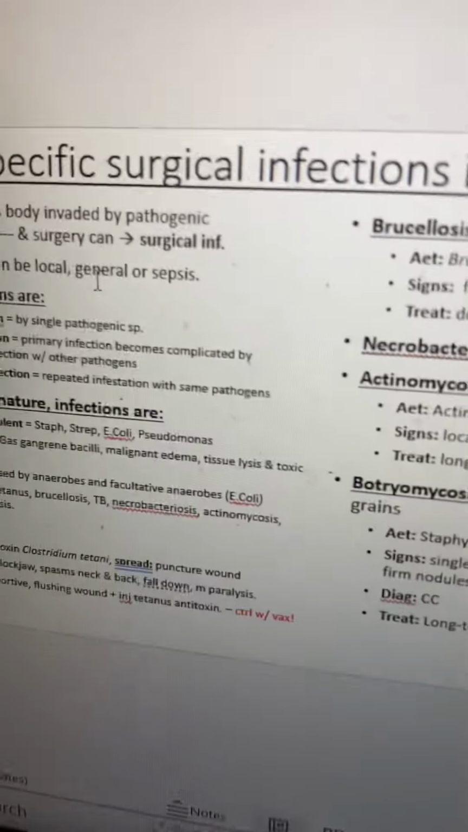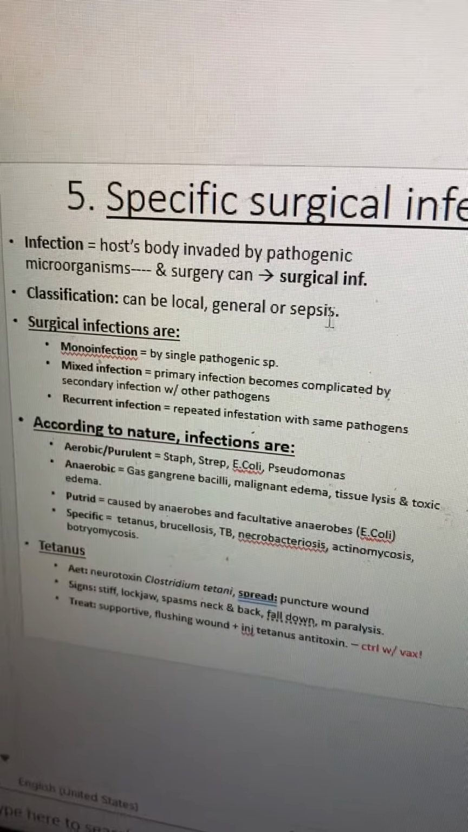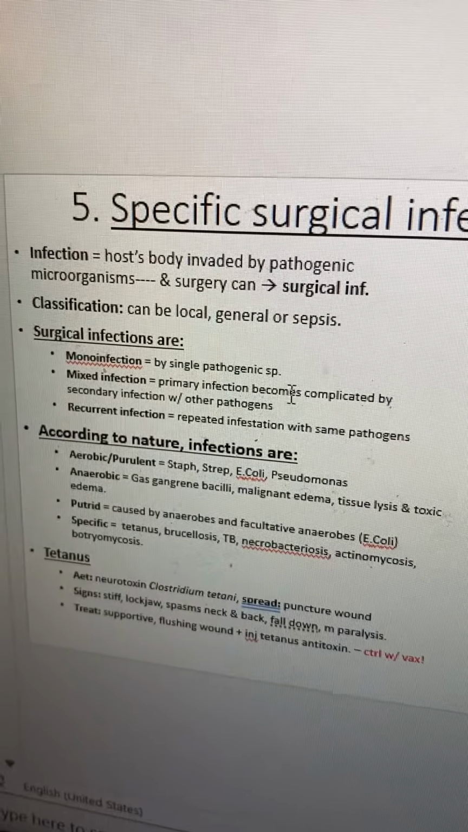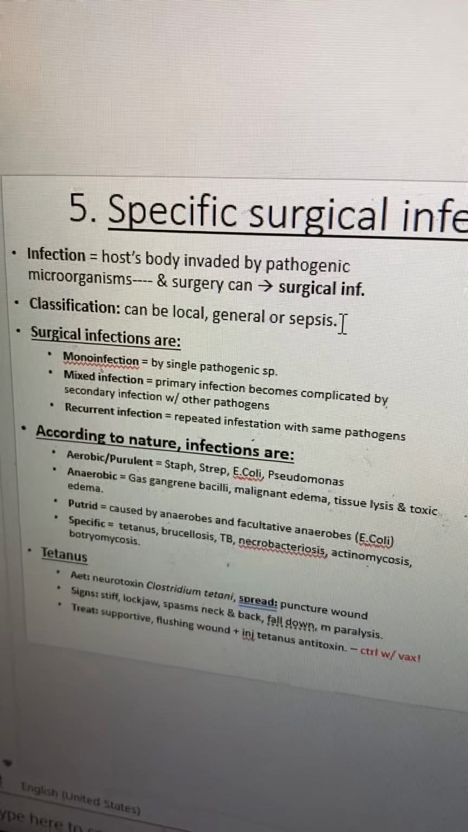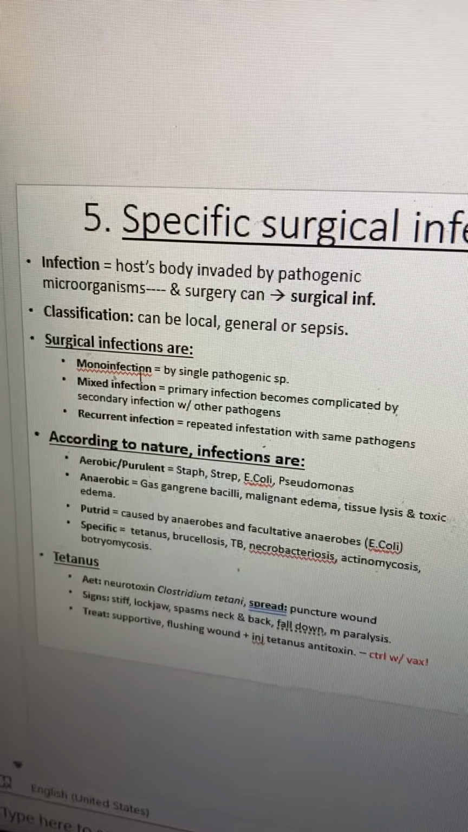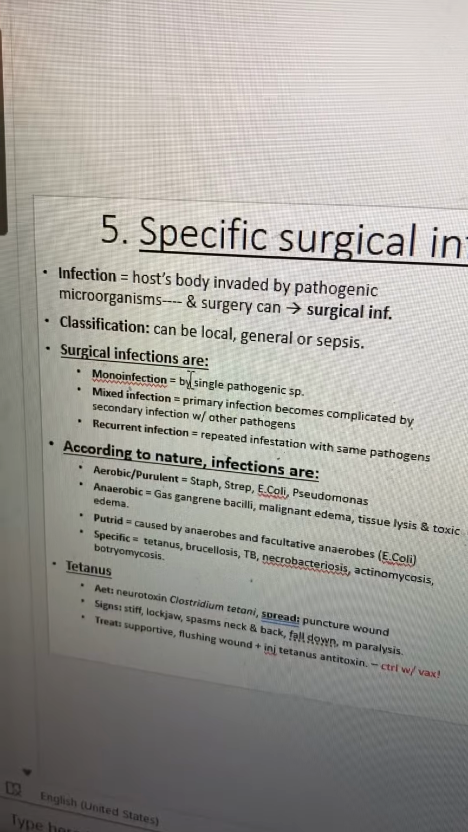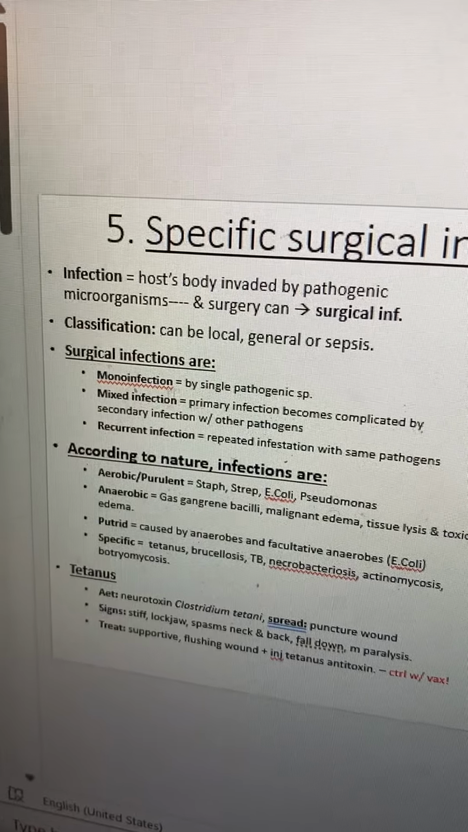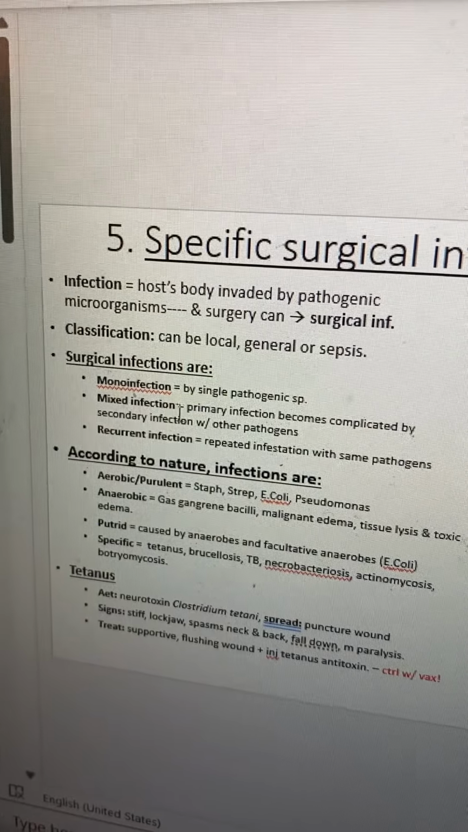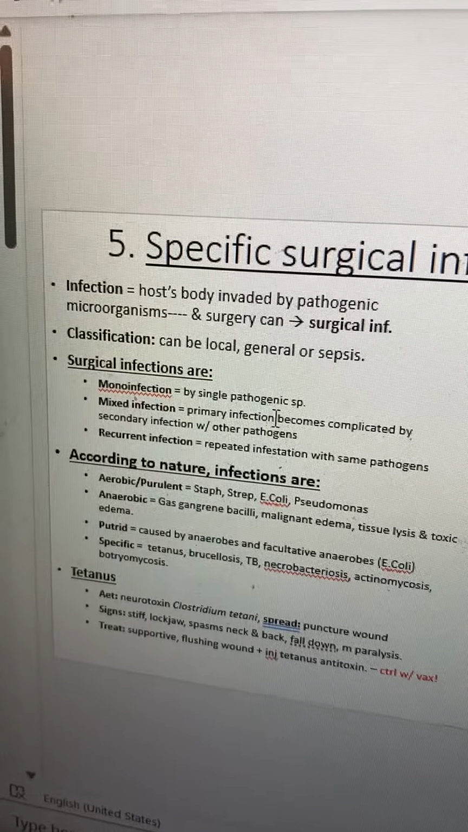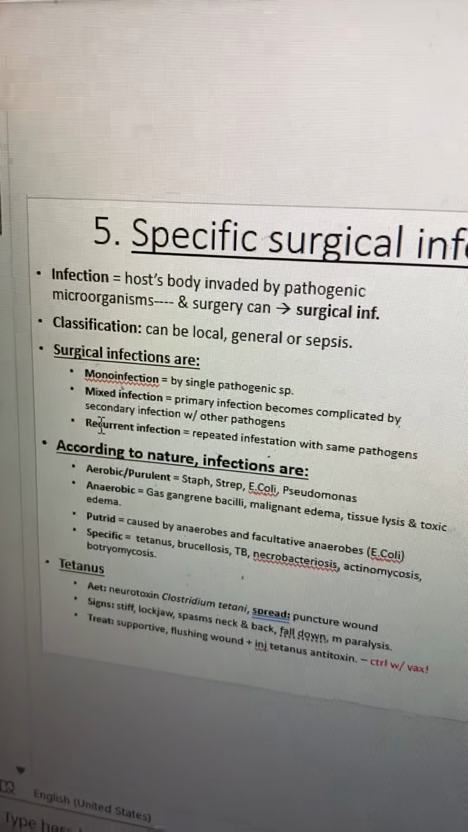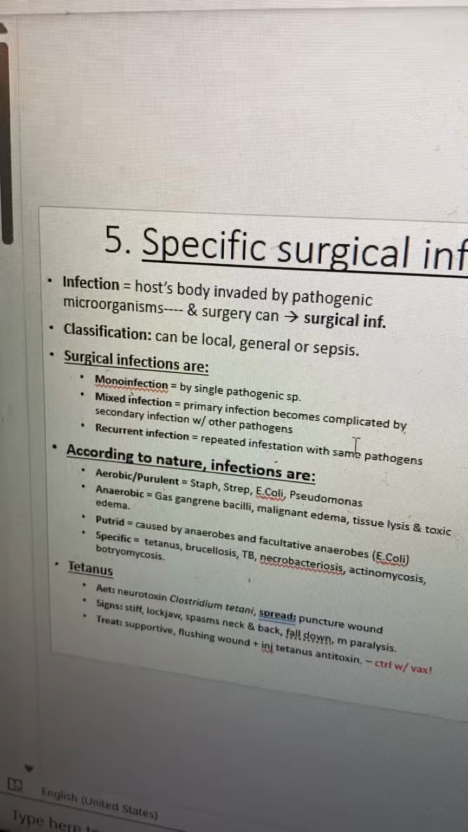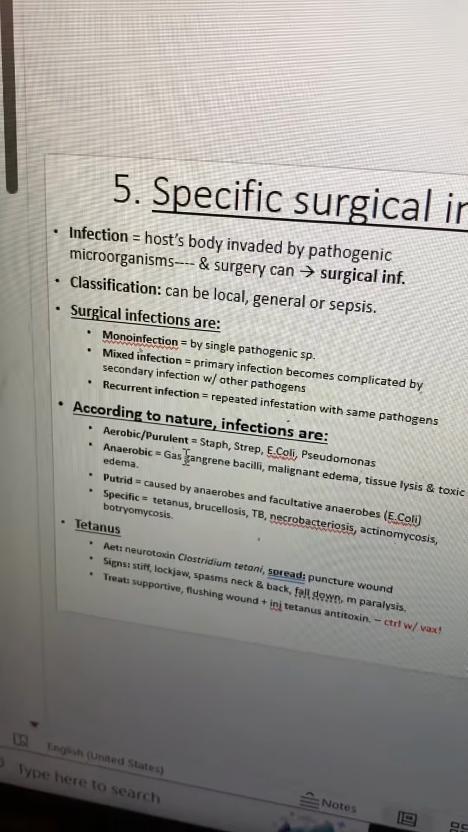They can be local, general, or septic, meaning it's actually in the blood, whereas general is more like in the body, but it can occur because of sepsis. So they're categorized as follows. Monoinfection is caused by single pathogens. Mixed is obviously more than one, but how does that happen? One infection will often lead to another. Recurrence infection is when the same thing keeps happening again and again.